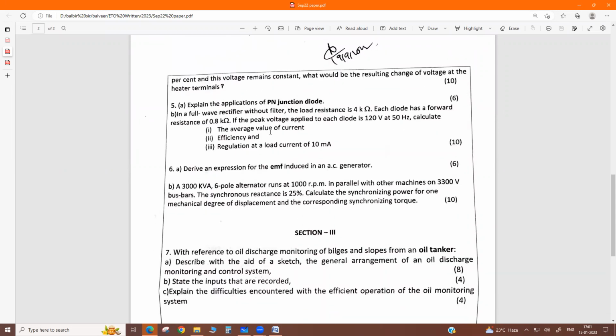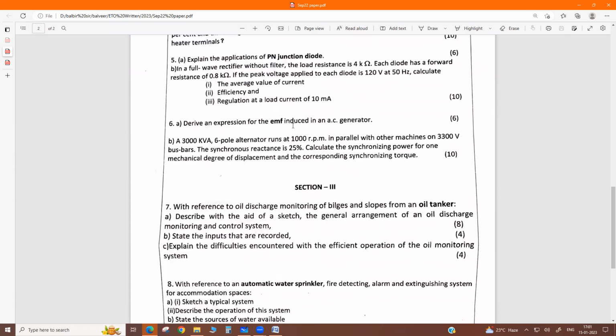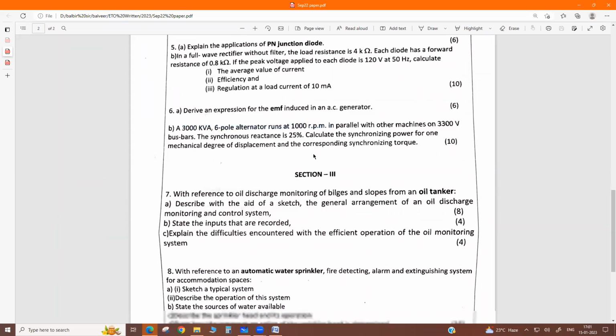Next is PN junction diode, and this we solved today. EMF equation of AC generator we have explained: 4.44 f Tp Kd Kp. This question we have solved a number of times. This alternator is an important question, please.